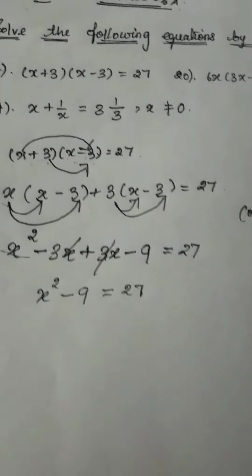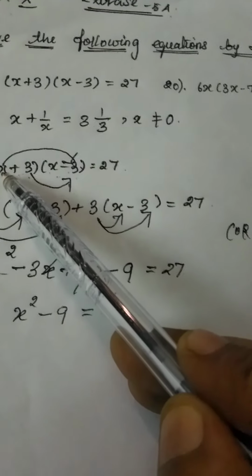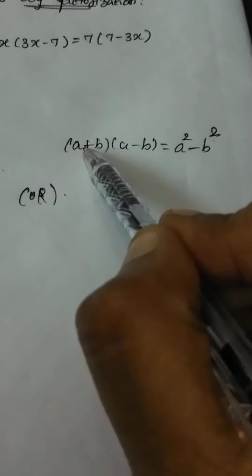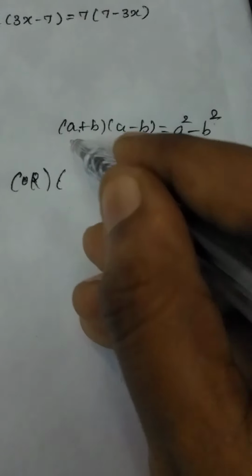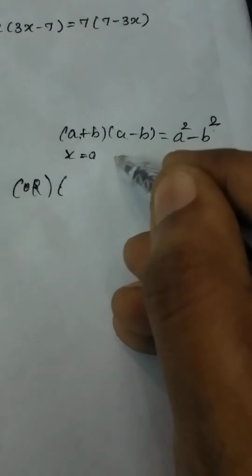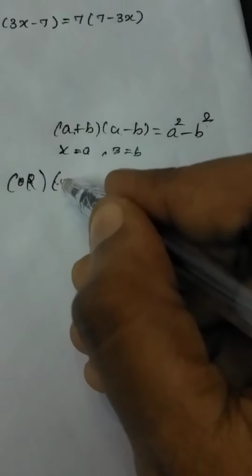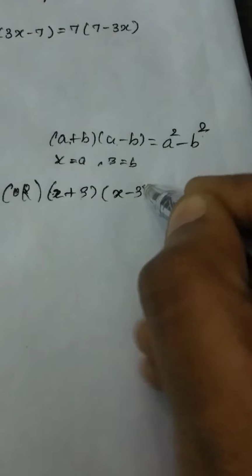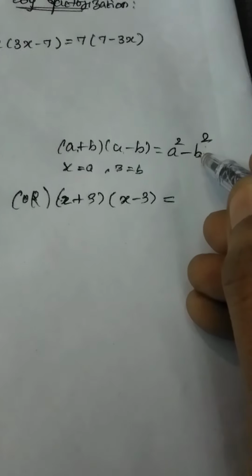So you can take x is equal to a and b is equal to 3. Just apply this identity. If you apply here, x is equal to a and 3 is equal to b. Apply here, x plus 3 into x minus 3 is equal to a square minus b square.